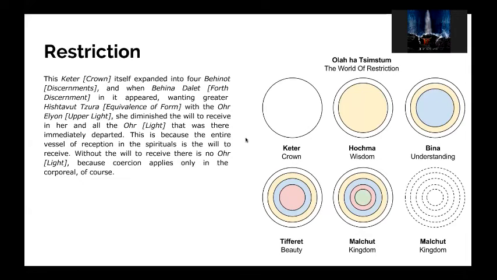Exactly. And those are the phases here of including everything into your perception. Right. So why is it called Olam Tzimtzum? Because the result of it is the Tzimtzum. Yeah. The result of it is the Tzimtzum. So the last thing that happens after the Malchut is that it diminishes the will to receive.